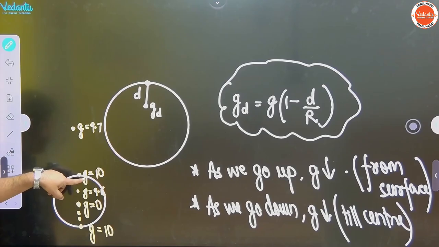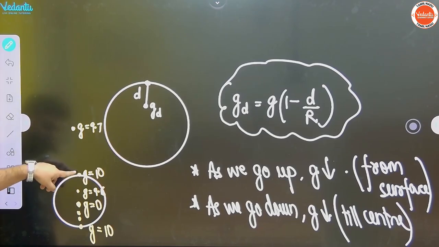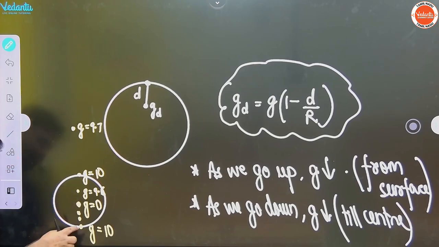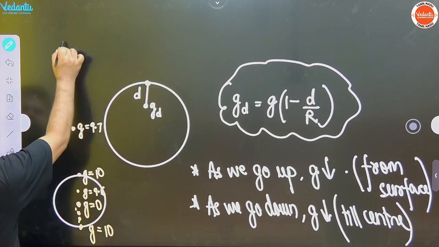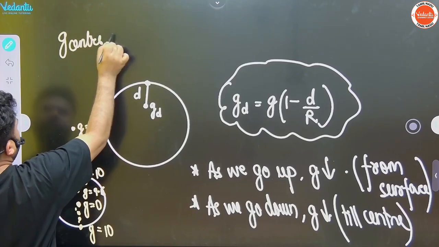The g value here is 10. As we go up, the g value will decrease. Similarly, as you go down, the g value will decrease from 10 to 9.6, and at the center the g value is 0. Now it will increase, because this is the surface. The g value is 10 on the surface, as we go down it is decreasing, and finally it becomes 0. So always remember, g at the center of the earth is 0.